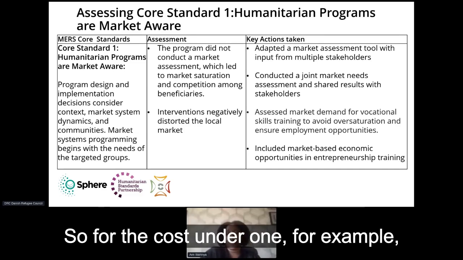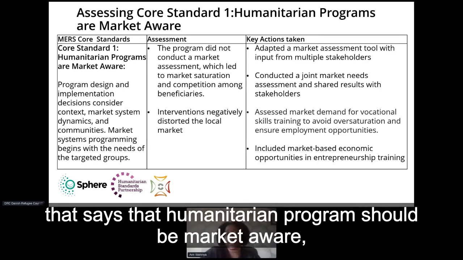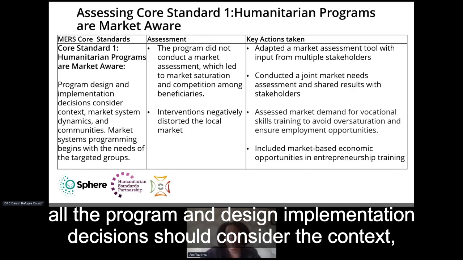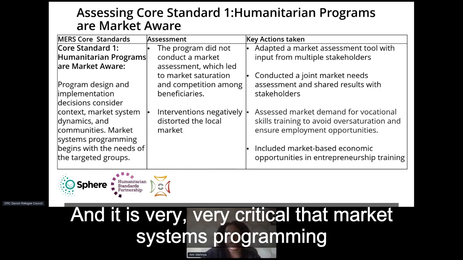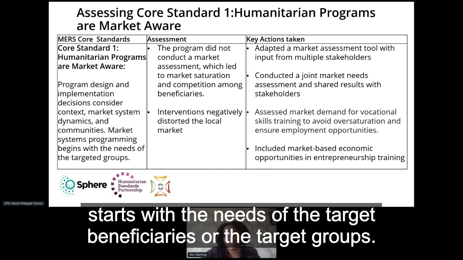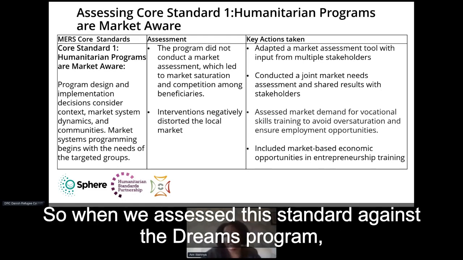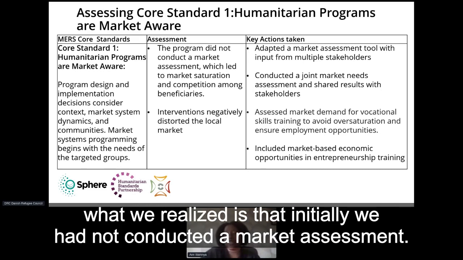So for core standard 1, for example, that says that humanitarian programs should be market aware, all the program design and implementation decisions should consider the context, the market system dynamics, and the local communities. And it is very, very critical that market systems programming starts with the needs of the target beneficiaries or the target groups.